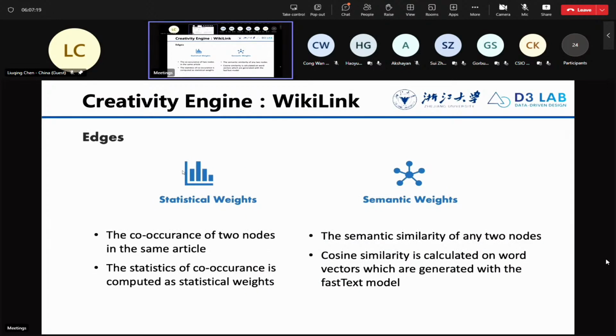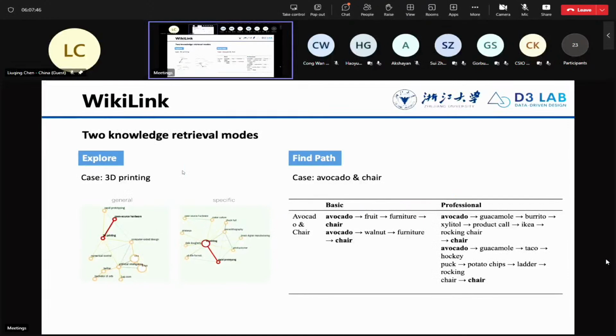The statistical weight in an edge of Liuqing can be computed based on the statistical co-occurrence of two nodes in an article, while the semantic weight can be calculated on the basis of semantic similarity of two nodes, where word vectors are used to represent the meaning of each node. Liuqing has two knowledge retrieval modes. Our case studies show its effectiveness in retrieving cross-disciplinary concepts.